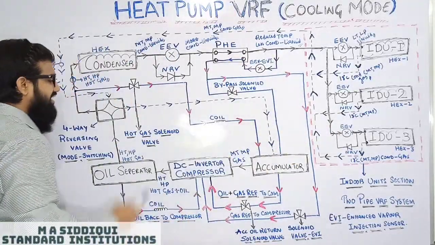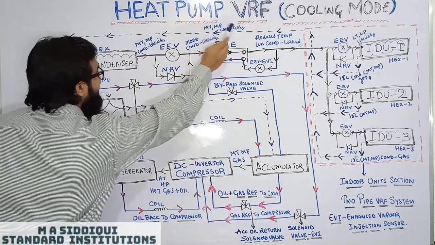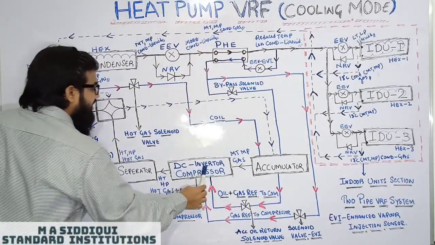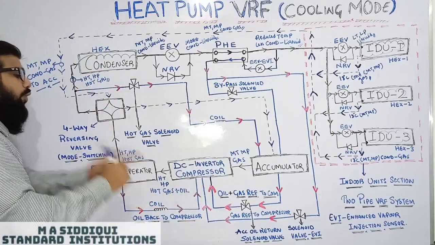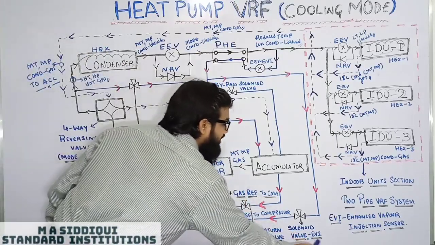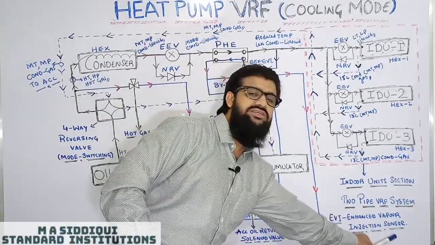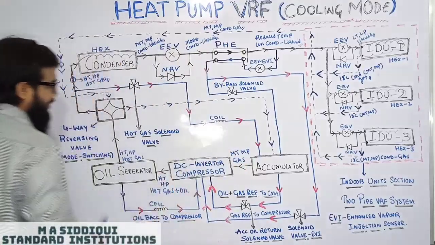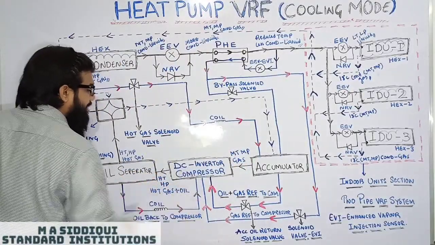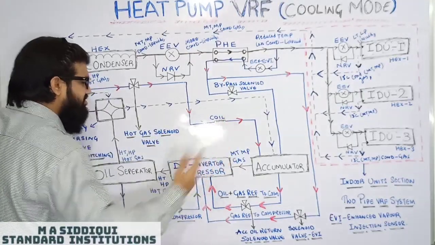That's the reason why, instead of usual compressors, in VRF VRV we use a DC inverter compressor, which acts with the help of EVI sensors, enhanced vapor injection sensors. We'll study about these two. So I'll start my cycle. A DC inverter compressor usually does three things, like any compressor: suction, compression, discharge.